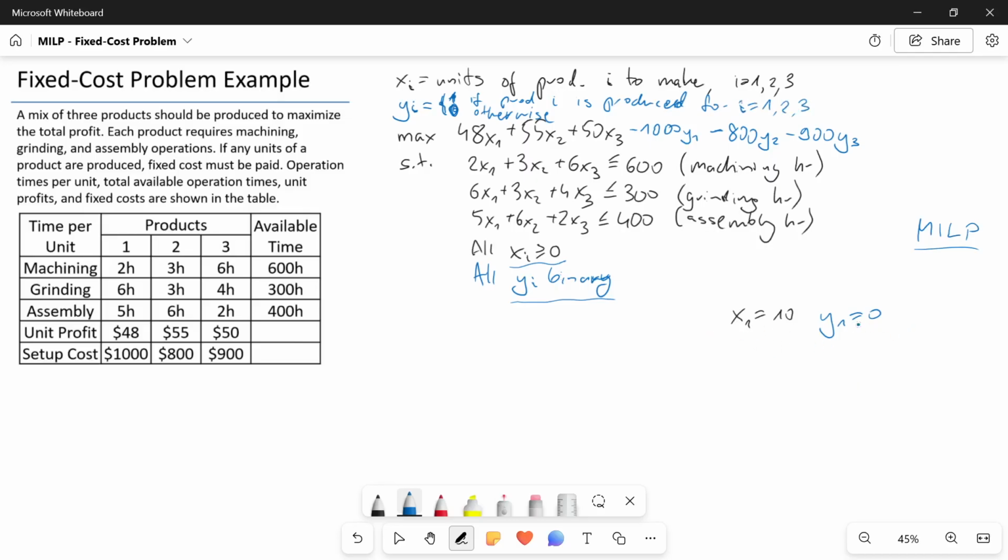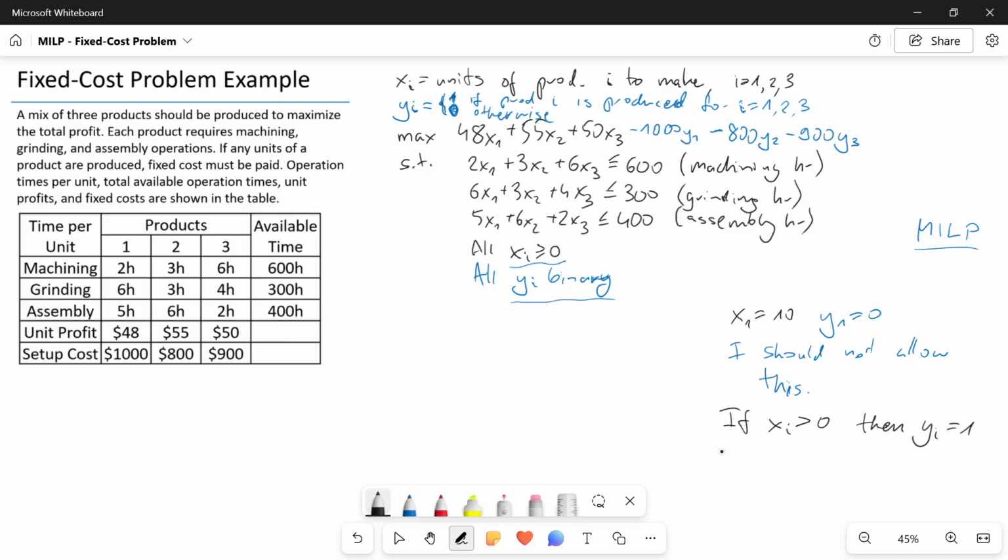So this is a contradiction. I should not allow this. So how do I prevent this from happening? Well, I can add a constraint. I want you to see the constraint I need: if xi is positive, greater than 0, then yi should be equal to 1.